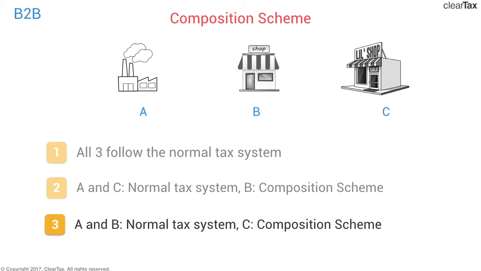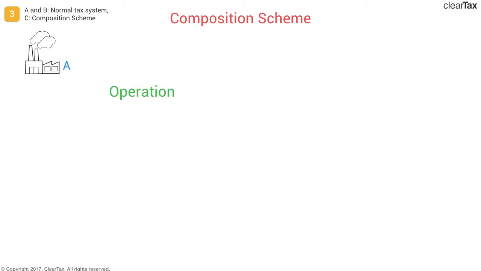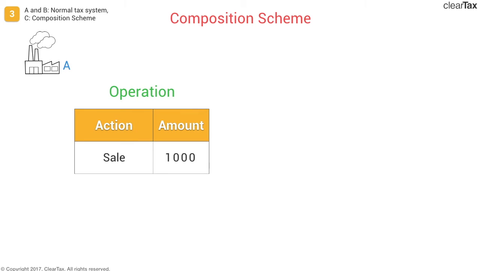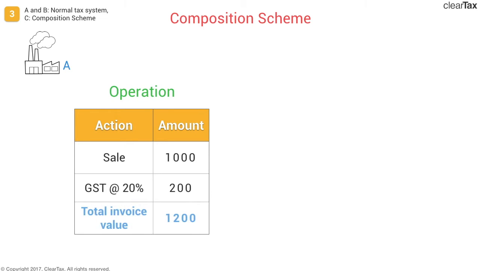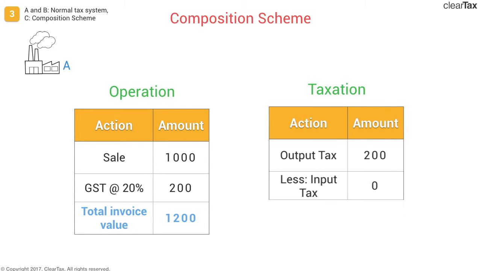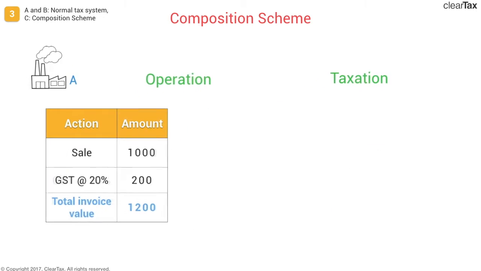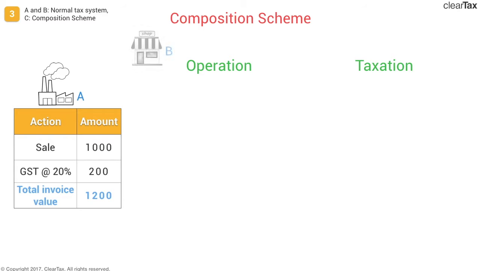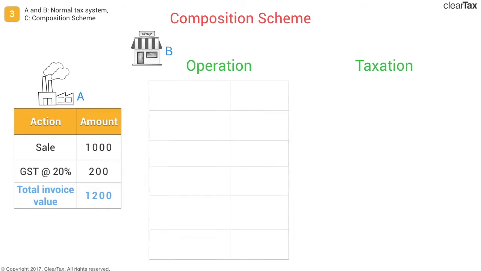Coming to the final scenario where C has opted for the composition scheme and not A and B. The situation for A would remain the same: 1000 sale price, 200 GST, invoice value of 1200, output tax of 200, and because he doesn't have any input tax credit, his net liability is 200.